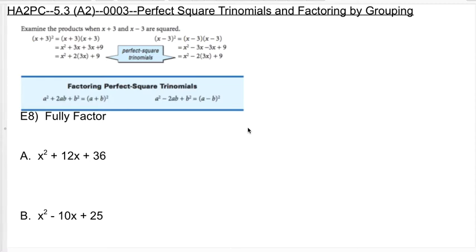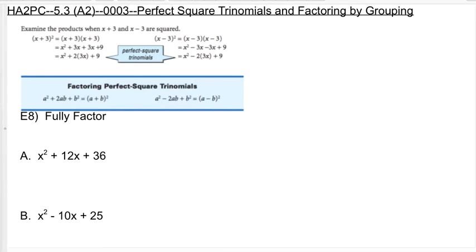All right, this is Honors Algebra 2 Pre-Calc. We're doing 5.3 in Algebra 2, which is still factoring, but now we're going to focus on factoring two specific kinds of things: perfect square trinomials, or PSTs, and factoring by grouping, which we've done a little bit of already.